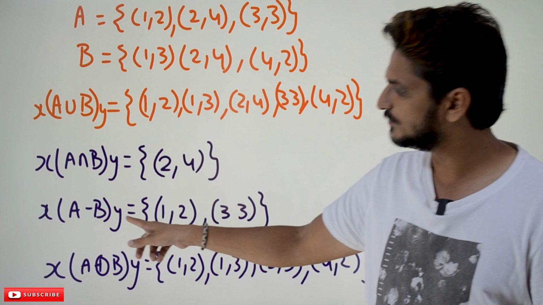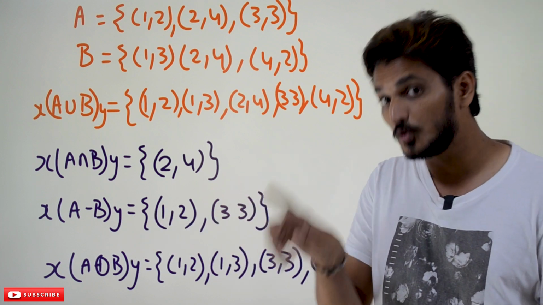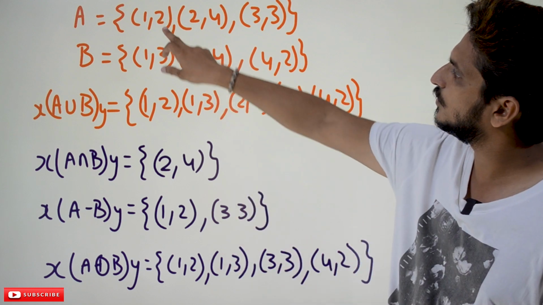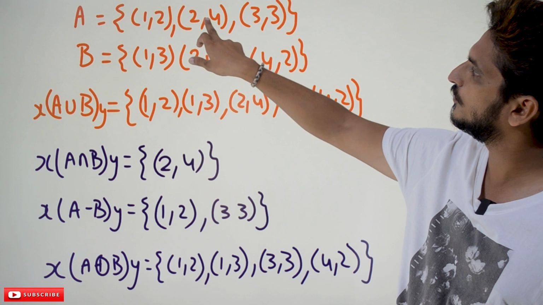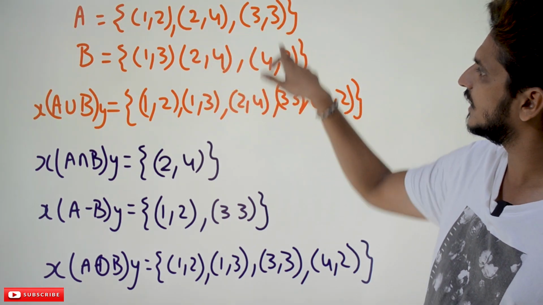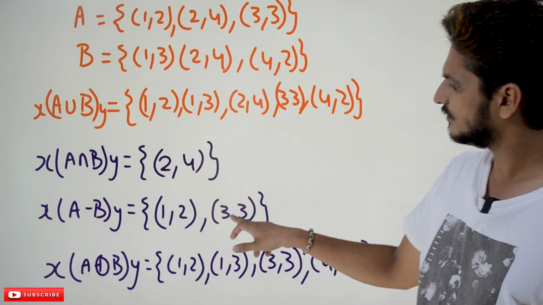Similarly, A minus B is given as: you take any ordered pair that belongs to A and does not belong to B. Meaning (1,2) does not belong to B. (2,4) belongs to B, so don't add it. (3,3) belongs to A and does not belong to B. So our A minus B is {(1,2), (3,3)}.